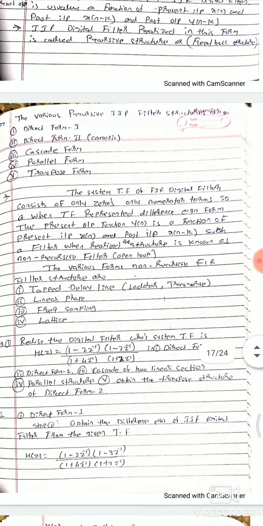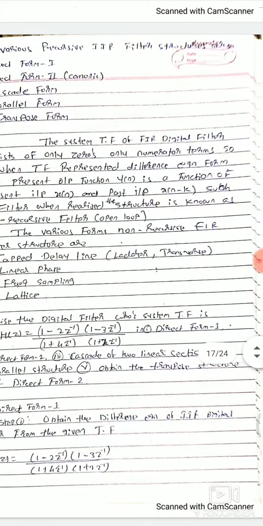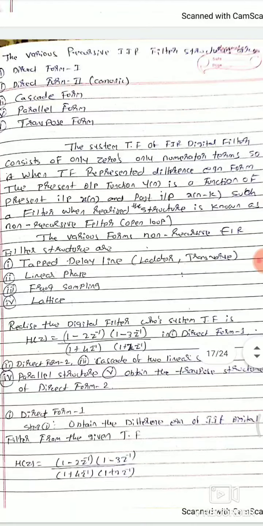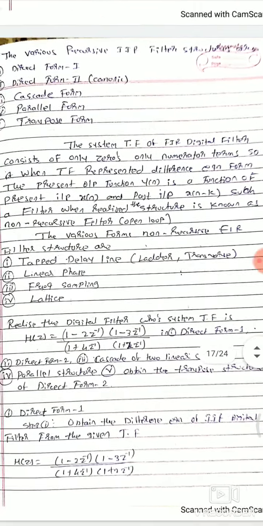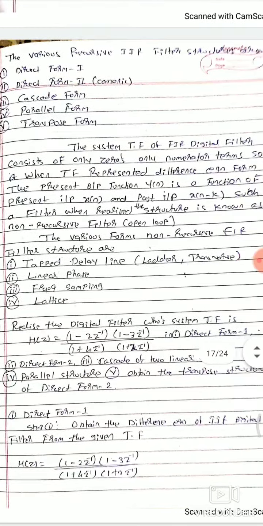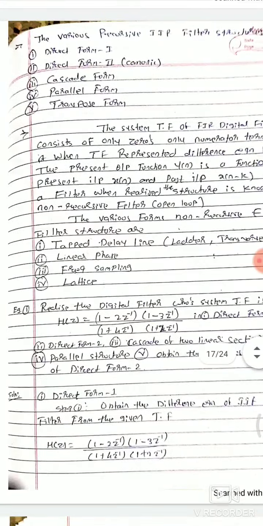Right, now if we go to FIR digital filter, we have to see the design and all, but here the realization part we can complete and then we'll go to the design part. So FIR digital filter consists of only zeros. Okay, this is one important thing. The FIR digital filter consists of only zeros, only numerator term. So when the transfer function represents difference equation form, the present output y of n is a function of present input x of n and the past input x of n minus k. The filter when realized in this structure is known as non-recursive filter.